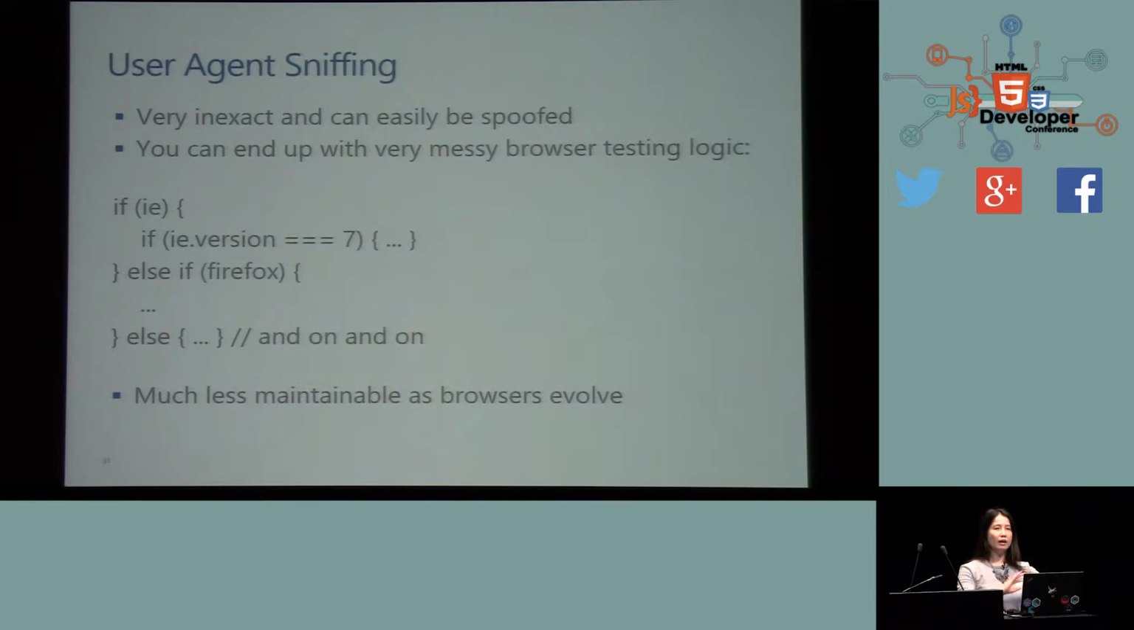They would say, if it's IE, then if it's IE version 7, think about all the logic. You could have 5, 6, 7, 8, 9, 10, 11. If you do this kind of UA sniffing, you end up with a lot of logic. You have to check a lot of versions, and it's really hard to maintain. It's really not a good way to do that.